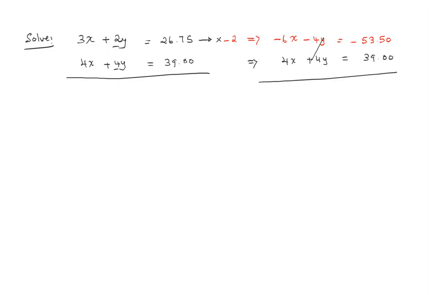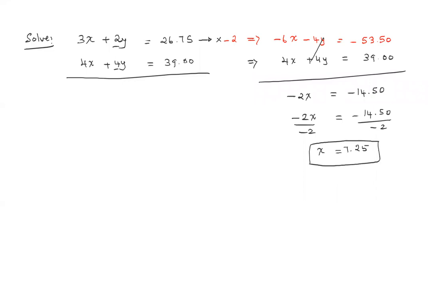So when we add, we get -2x equals -14.5. So when we divide by -2, we are getting 7.25, which is the cost of one large pizza. So now we can get the y. We can substitute in any one of the equations. So I'm going to substitute x equals 7.25 in the first equation. It doesn't matter which equation we choose, we get the same answer.